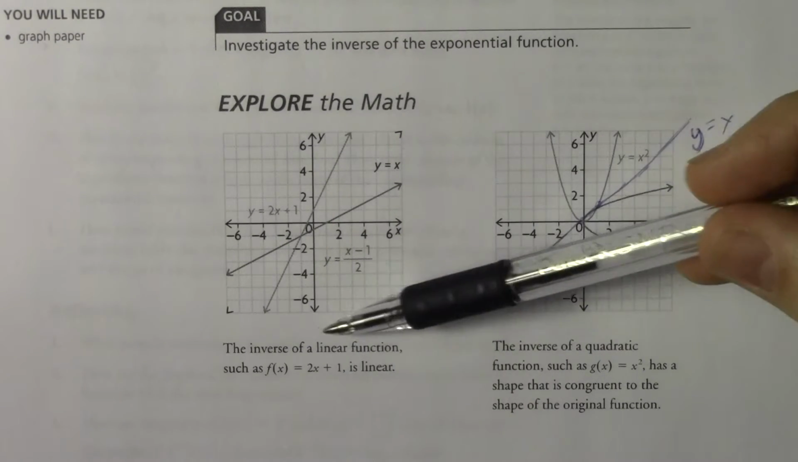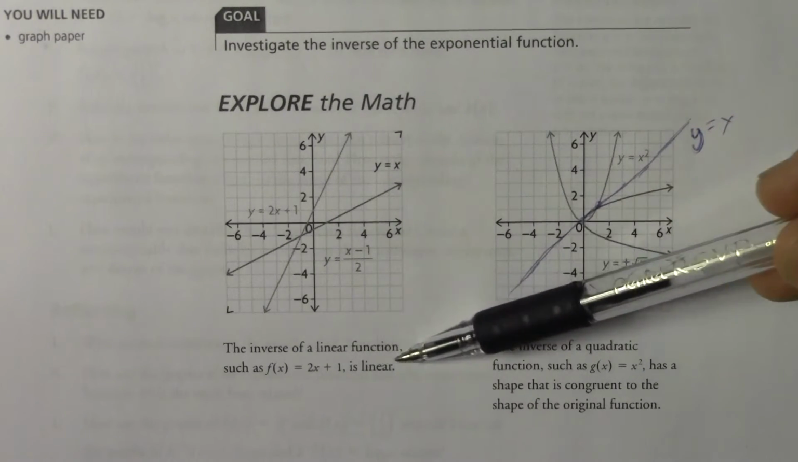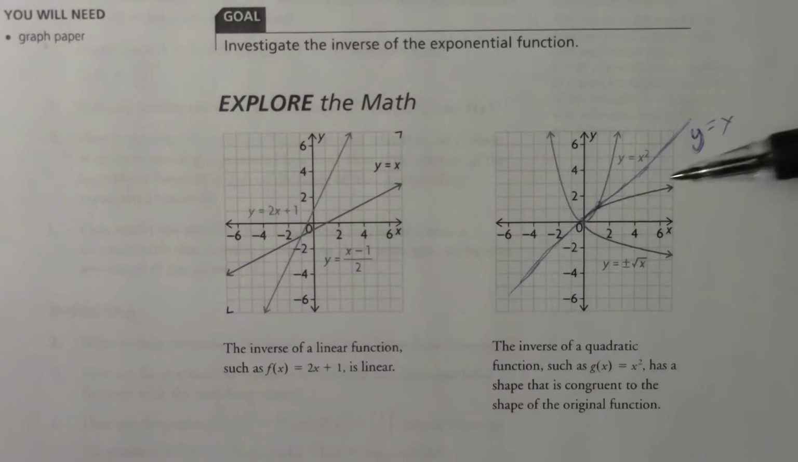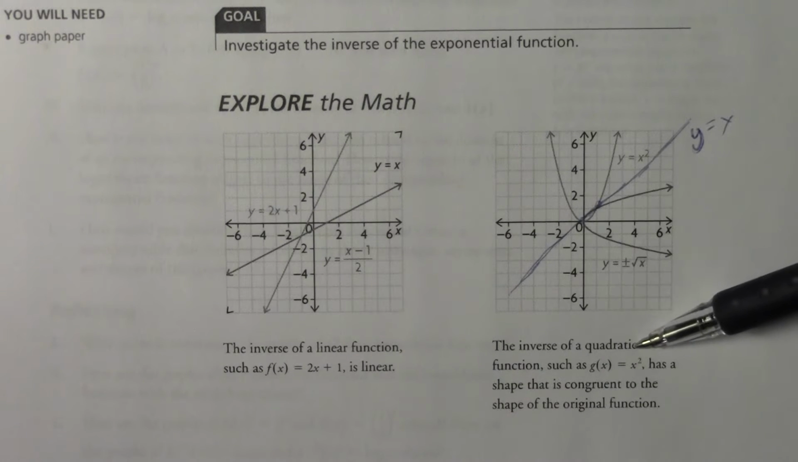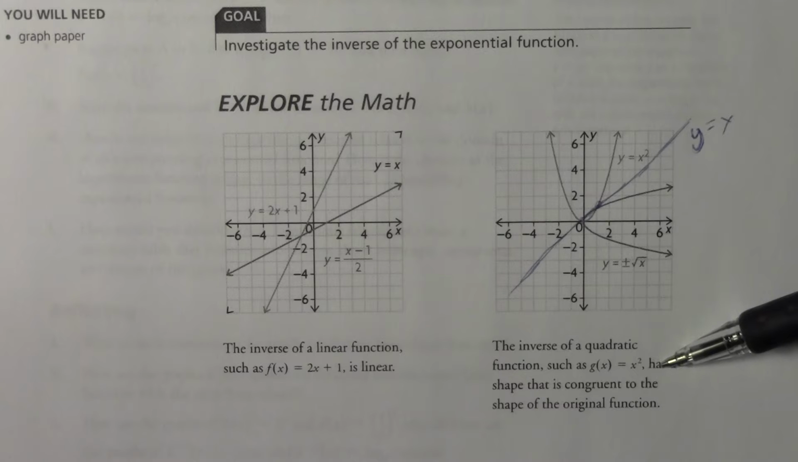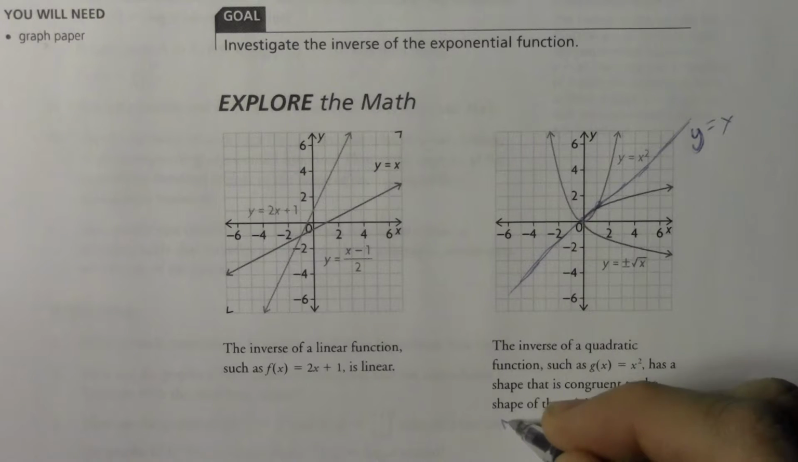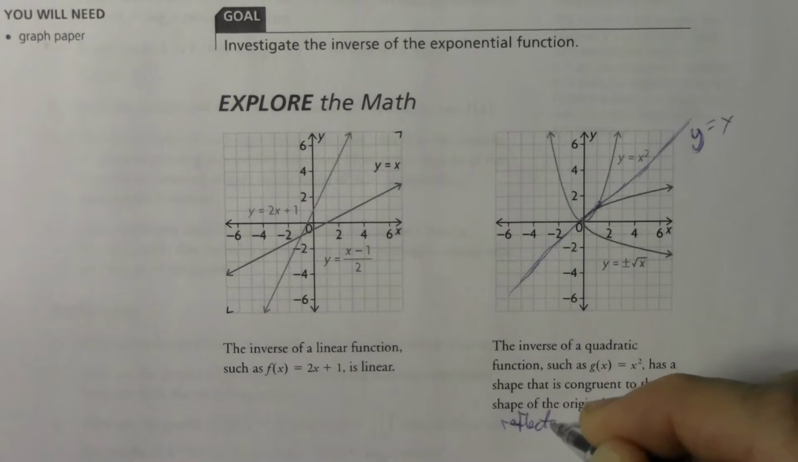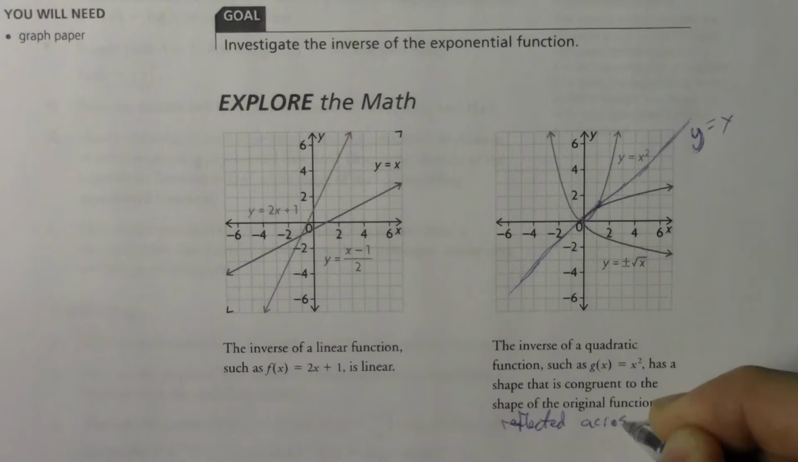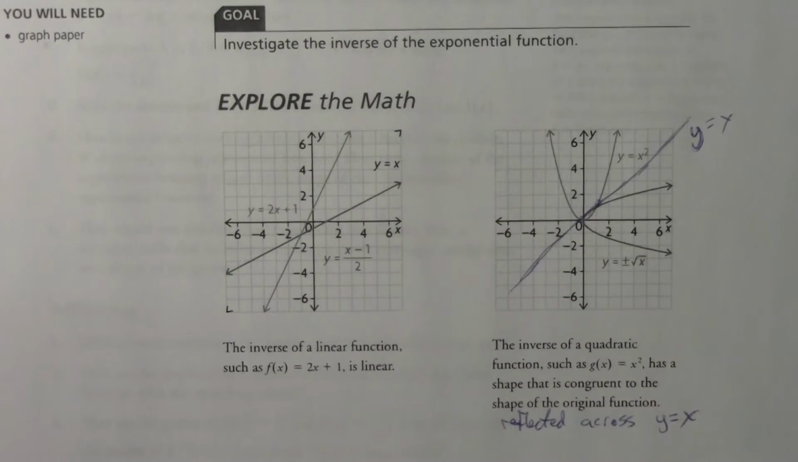So here's the inverse of a linear function such as 2x plus 1. We also get a linear function. The inverse of a quadratic function such as g of x equals x squared has a shape that is congruent to the shape of the original function, and it's reflected across y equals x.